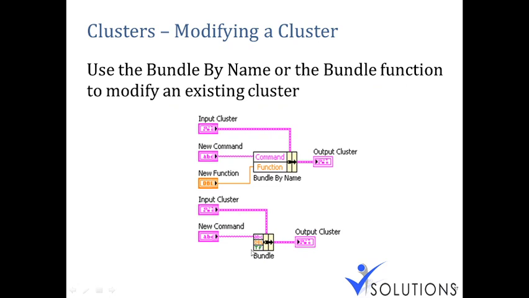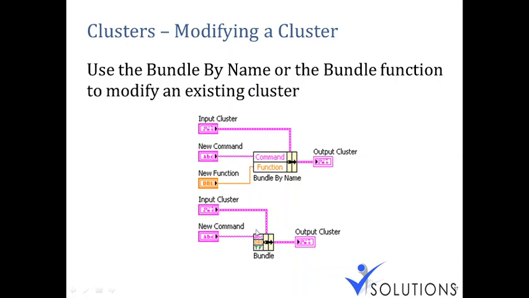Whereas with bundle, you can see they are getting clubbed based on data type. You can also use bundle to modify them. You have to pass the reference cluster. At the top, you have a terminal for the reference cluster. Once you pass the reference cluster, both bundle by name and bundle access the objects inside this input cluster and allow you to manipulate the new value.